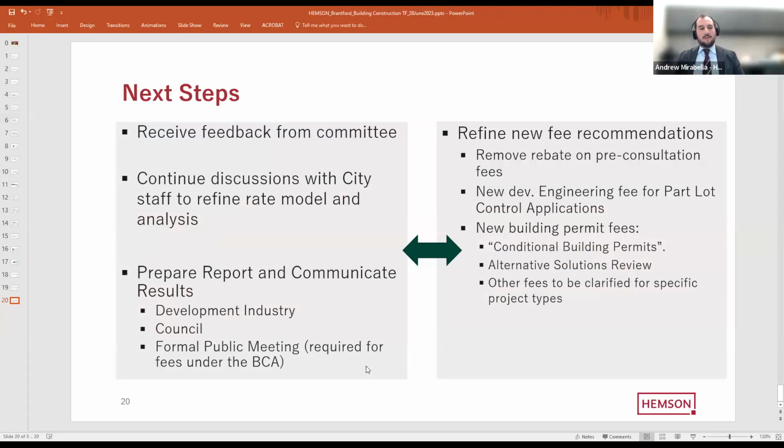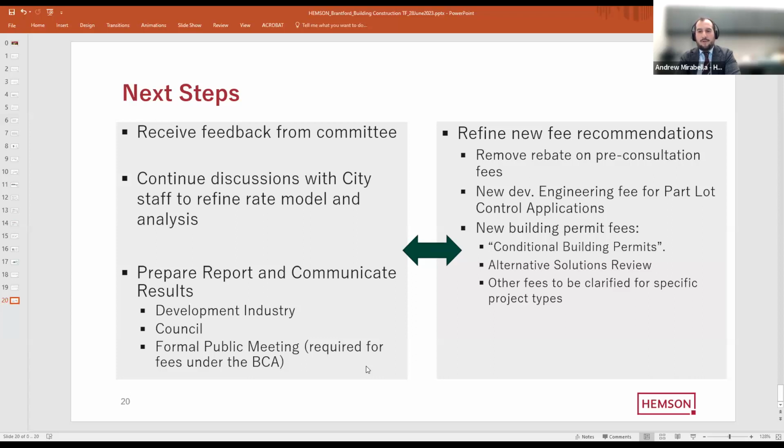Just in terms of some next steps here, just to provide some insight to what will occur. Obviously, we're hoping today to provide an overview of what we've done thus far, receive any feedback from the committee. We will continue that discussion with the city staff and refine the rate model analysis where warranted. And then we'll be looking at preparing that report and communicating those results, which will presumably be with a discussion with the industry itself, formal presentations to council, and there is a requirement for a public meeting under the Building Code Act. But given that we will be doing one for the Building Code Act, it may be prudent to attach the planning and engineering fees to that public meeting to be transparent.